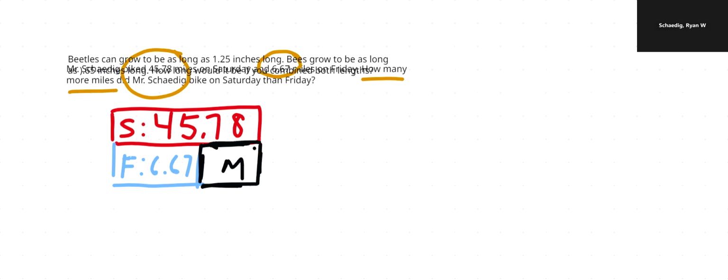And so adding these two numbers together wouldn't help me. Adding them would just say how far did I bike altogether, and that's not what it wants to know. It wants to know how much further I biked.